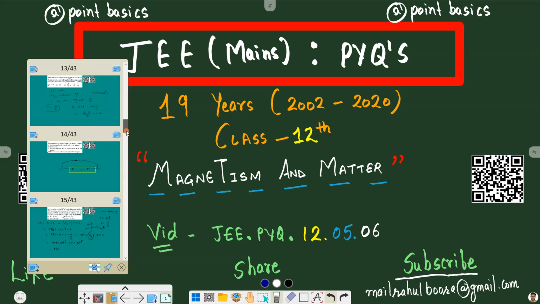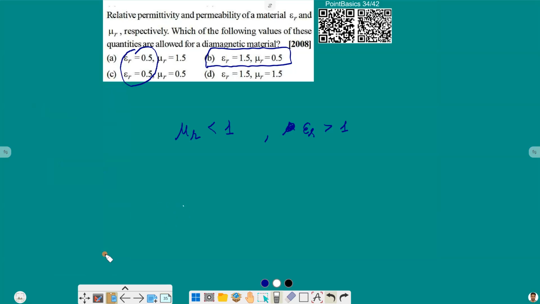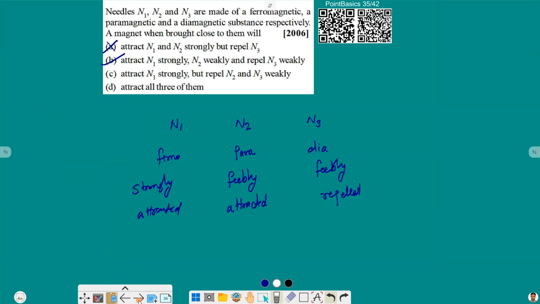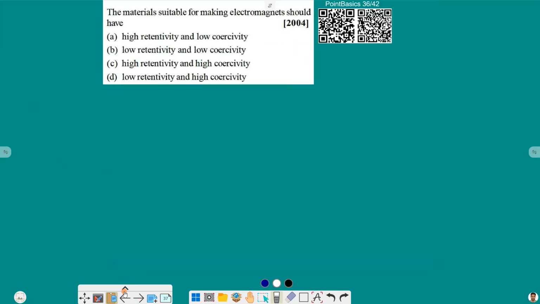In the previous one, we completed up to around 35, I think. We completed this one. Now let's start with question number 36. The materials to be suitable for making electromagnets should have.